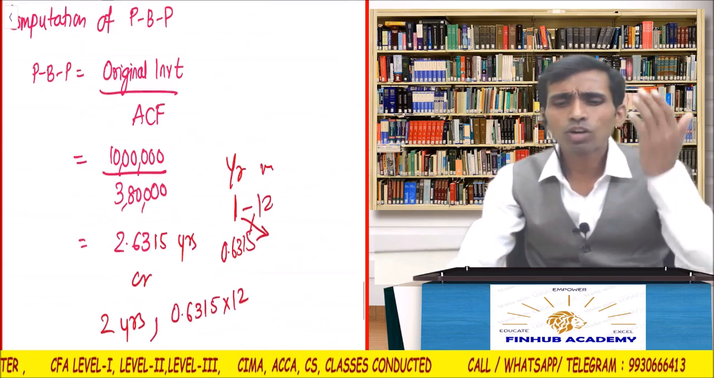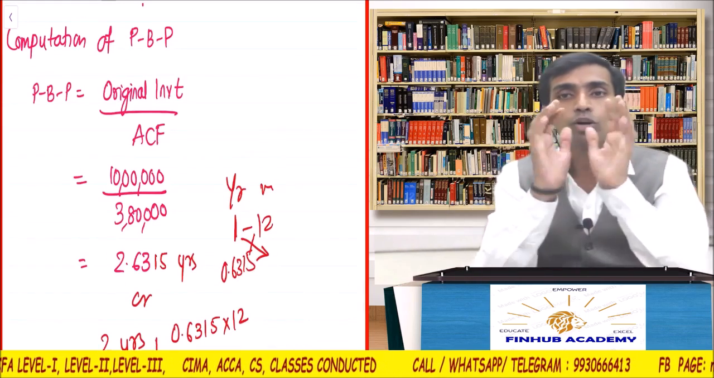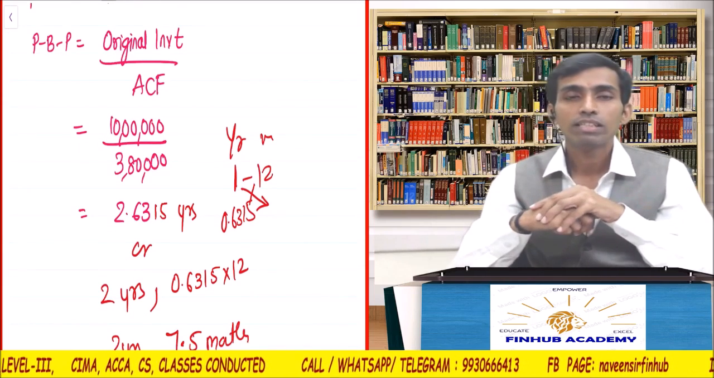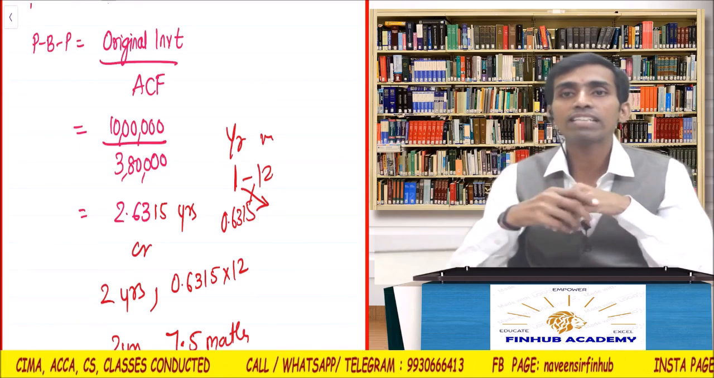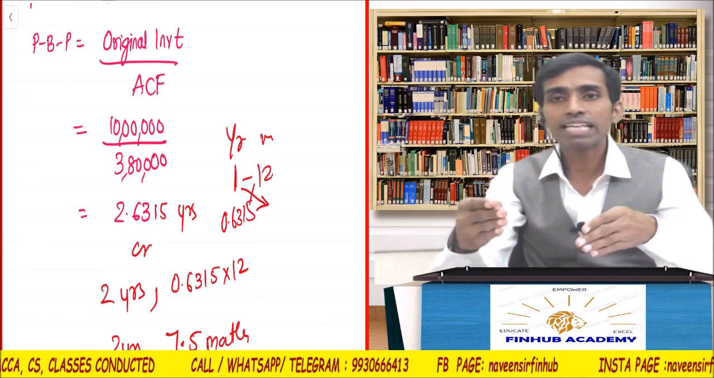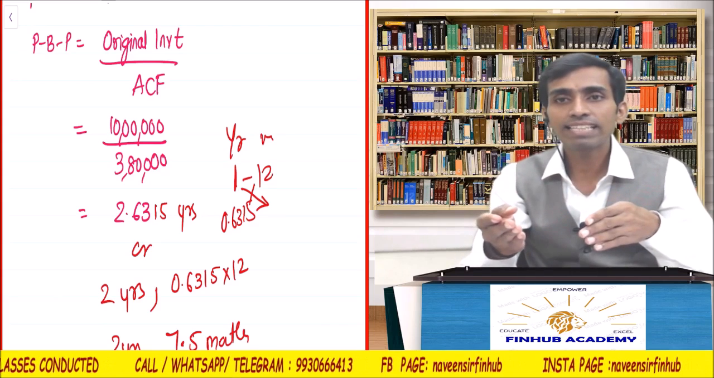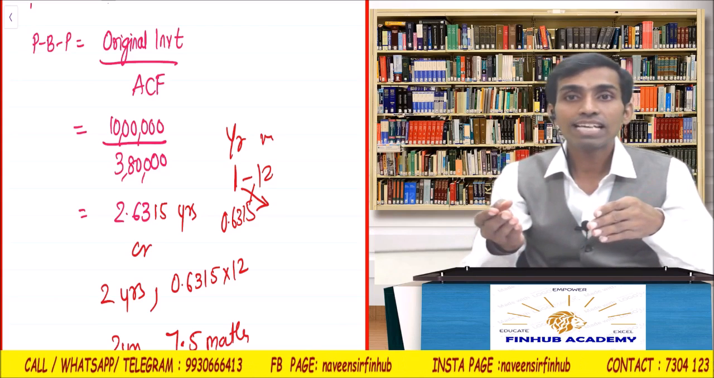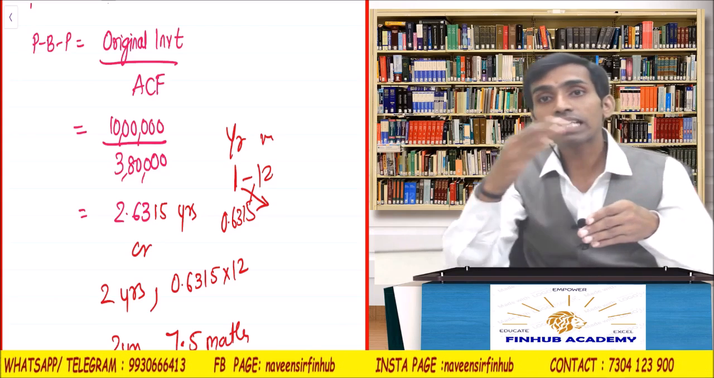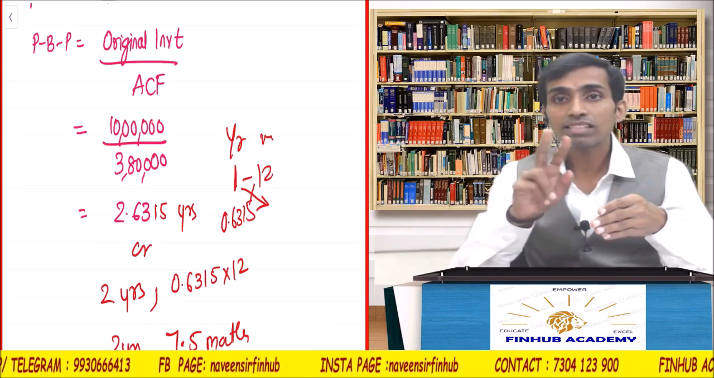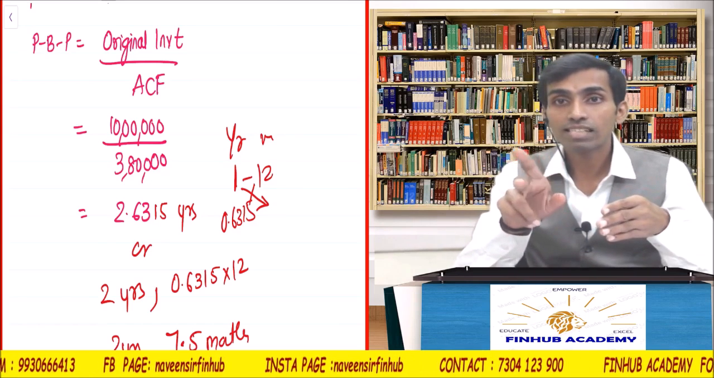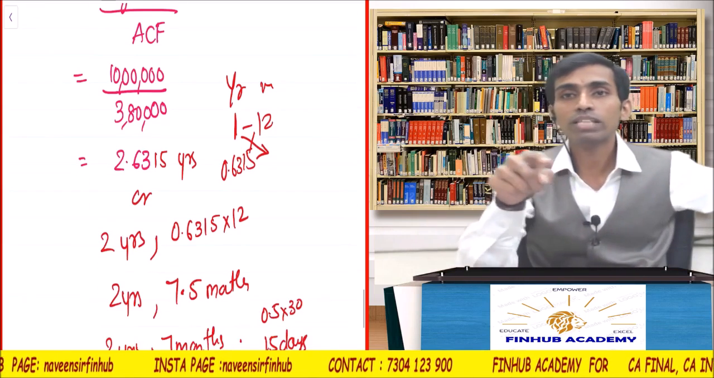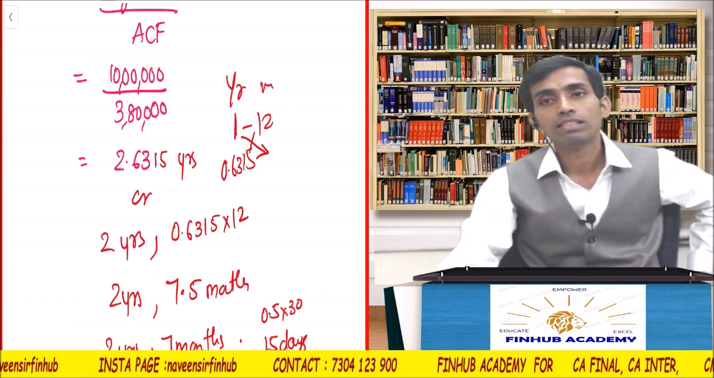See, there is no rocket science behind the formula. What did we do? Original investment, how much I invested? 10 lakhs divided by 3,80,000. Every year I am going to get 3,80,000. So 3,80,000 plus 3,80,000 is 7,60,000. That means the time of recovery should be between 2 and 3 years. That is what we have got: 2 years, 7 months and 15 days. Is it clear?